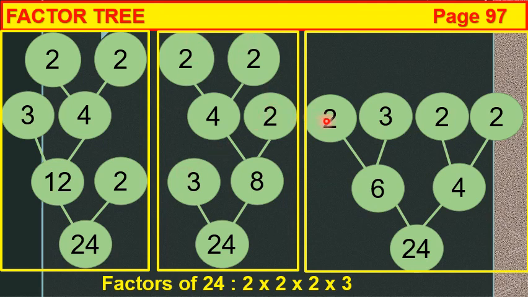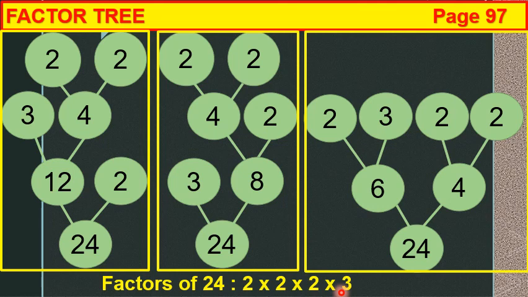And here, 2 multiplied by 3 multiplied by 2 multiplied by 3. That is the same. But it is always better to write the factors in ascending order. So we write the factors of 24 as 2 multiplied by 2 multiplied by 2, and finally multiplied by 3.